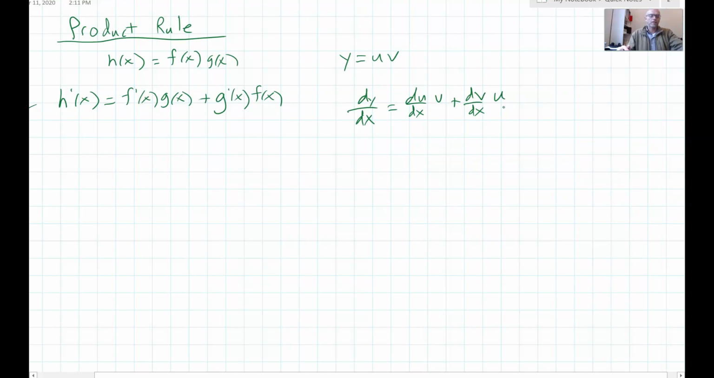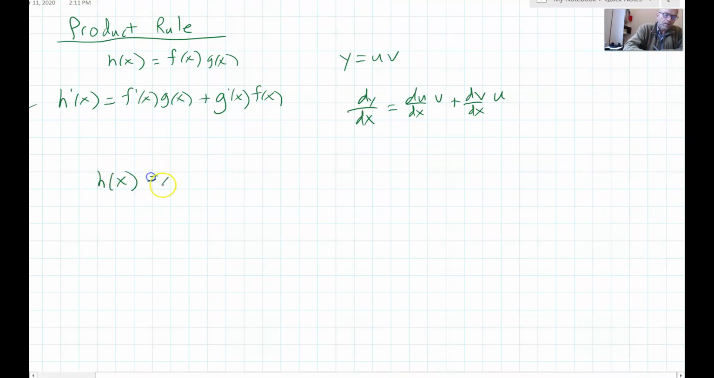Okay, so let's look at this. Basically, when you look at the product rule, what you see is it's the derivative of the first times the second plus the derivative of the second times the first expression. And it doesn't matter what order it goes in. In other words, I could have put this first and that second. It doesn't really matter because you're adding them together. So we all know that order doesn't matter in addition.